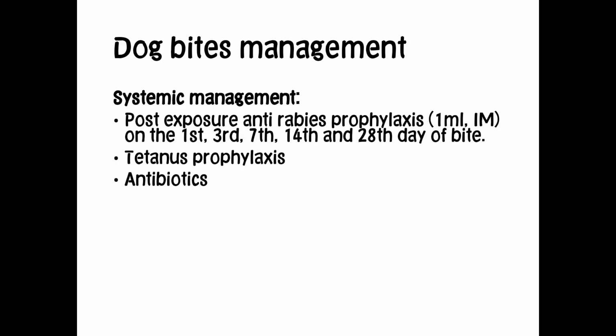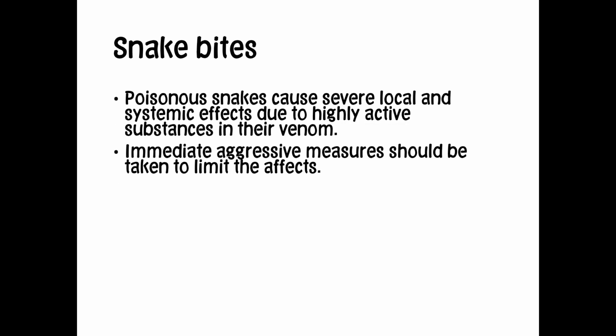possible rabies virus. And in addition to that, under systemic management, post-exposure anti-rabies prophylaxis, that is 1 ml intramuscular, should be given on the 1st, 3rd, 7th, 14th, and 28th days following the bite. And tetanus prophylaxis should also be administered in addition to other antibiotics to prevent the risk of sepsis.